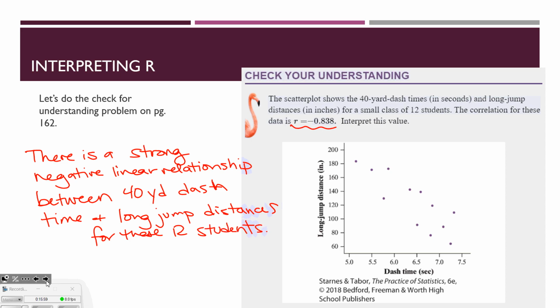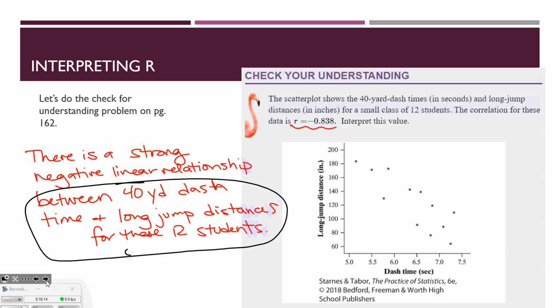So that's my interpretation. Let's go through and talk about it. Most importantly, because this is the part that is often forgotten, I have context. So this is my context, right? Anytime you're interpreting, you have to have context. If you don't, you're going to lose credit.